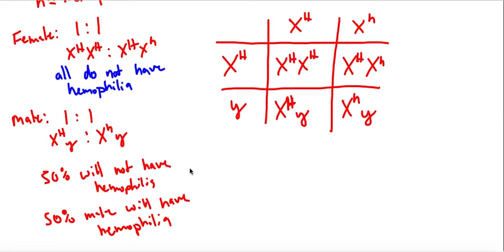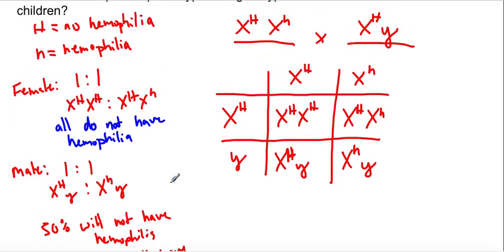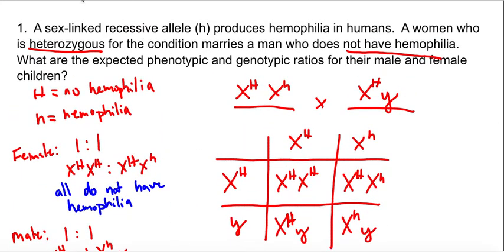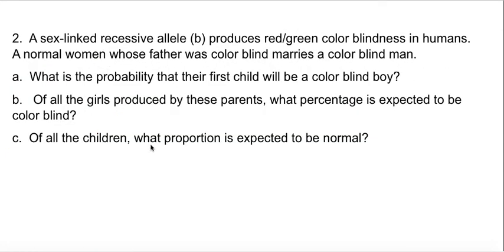Alrighty, I'm going to do one more problem here. If you feel really confident and good and you want to move on, that is totally fine. But if you want to stick around for the next problem, that is okay as well. So here's number 2. A sex-linked recessive allele little b produces red-green color blindness in humans. A normal woman whose father was colorblind marries a colorblind man.